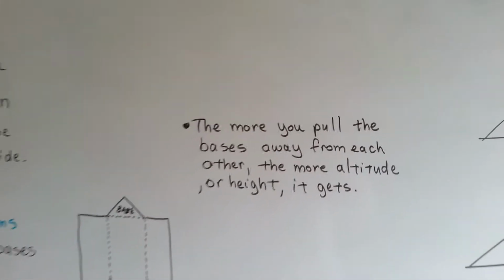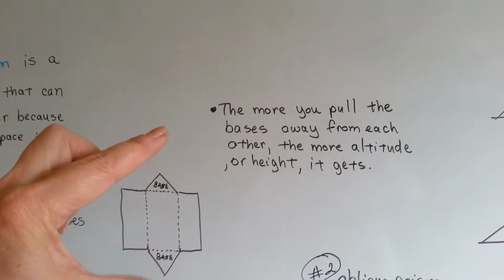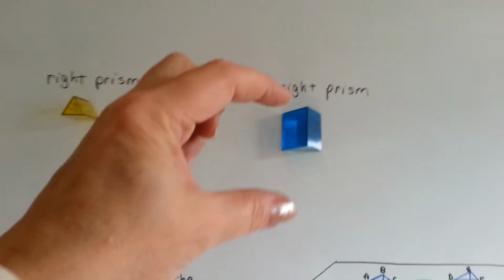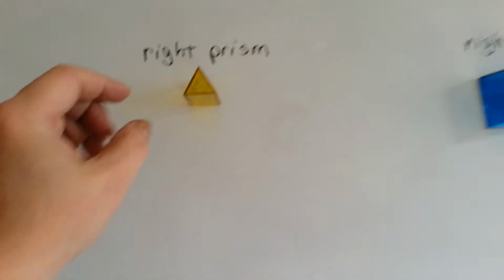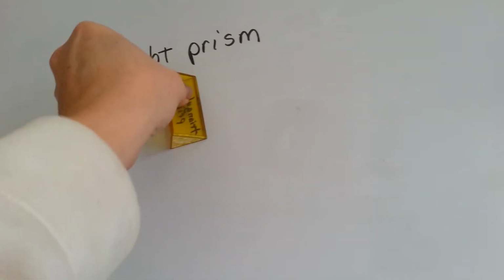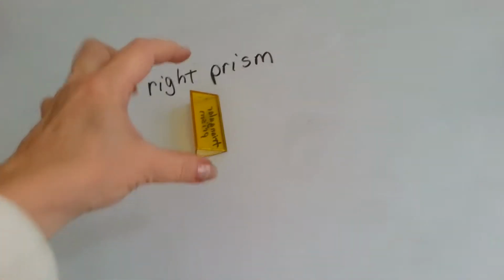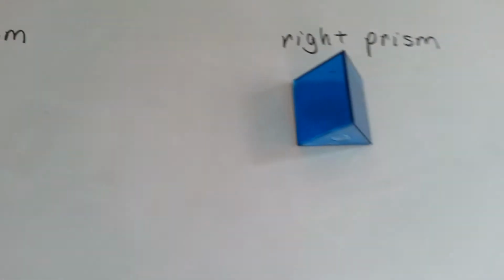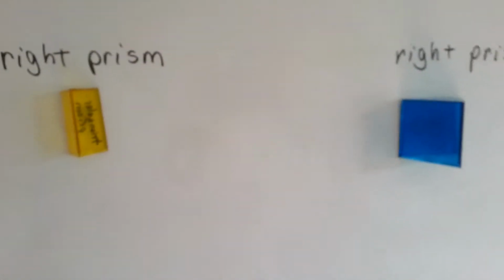The more you pull the bases away from each other, the more altitude or height it gets. This is kind of a short, fat one, and this is kind of a long, skinny one. Okay, let's put it this way, and then you can see. See, it's long and skinny, short and fat, but they're both triangular prisms. See that?